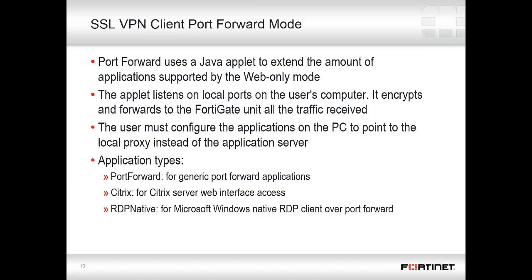It is an intermediate solution between web-only and tunnel modes, as it allows the use of external IP applications without the requirement of installing a VPN client. However, it still has some limitations in the amount of network applications supported. Currently, 3 types of proxies or applications are supported: Port Forward for applications that support generic port forwarding, Citrix for connections to Citrix servers, and RDP Native for Microsoft Windows native RDP client over Port Forward.